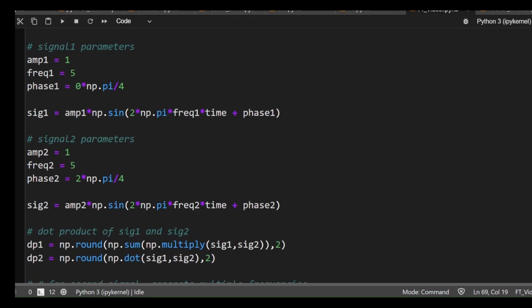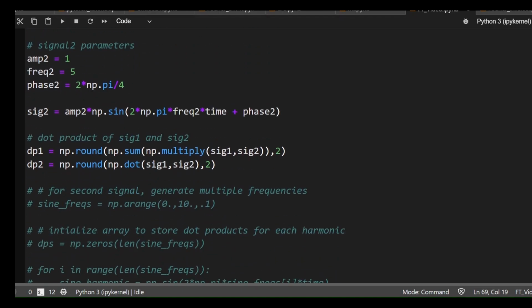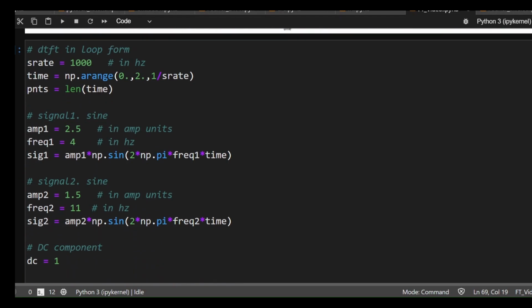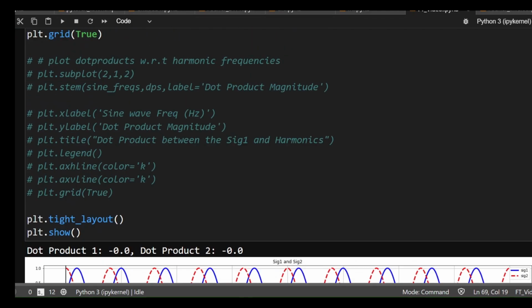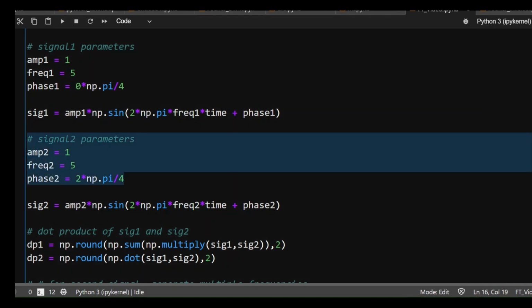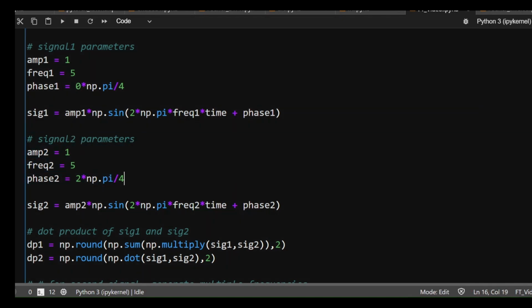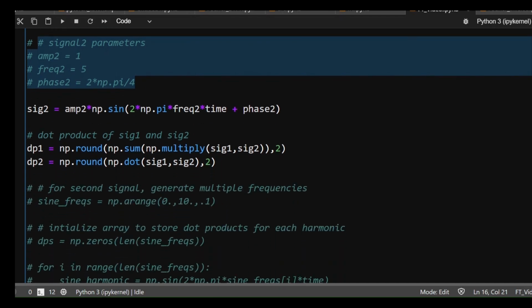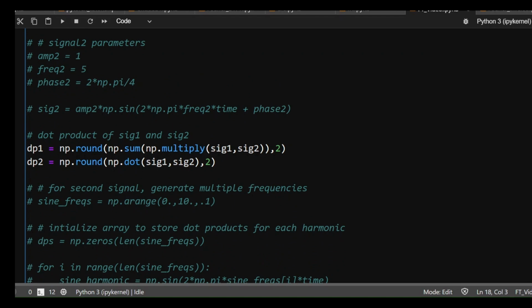So how can we use this? How can we use this fact in our application? Or is it just happening by coincidence? Let's continue with this experiment and see what can be done. Instead of keeping the second signal at a fixed frequency of 5, I'm going to generate a second signal which is a chirp kind of signal, generating multiple frequencies. Let's see what happens to the dot product. I'm going to disable signal 2. Signal 1 remains the same at amplitude 1 and 5 hertz.